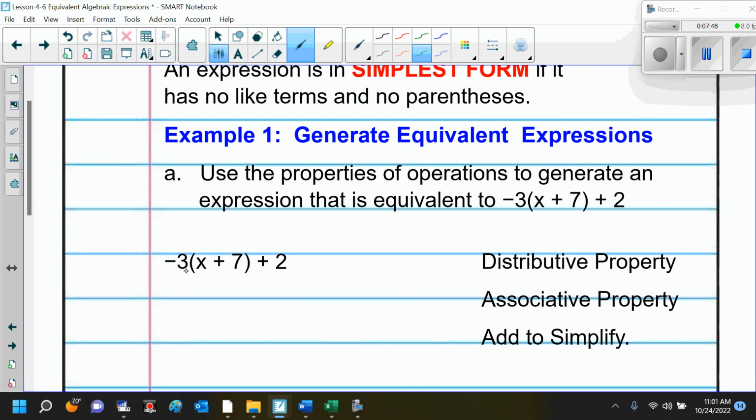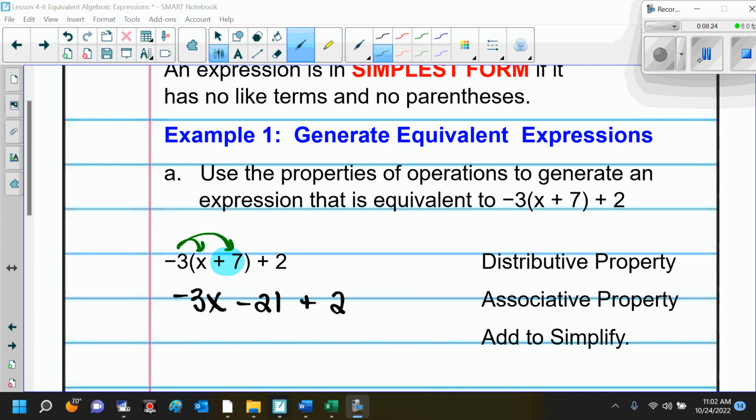So here we have a negative 3, and we're going to distribute that throughout the parentheses. Negative 3 times x, that's going to give me what? Negative 3x. And then we have negative 3 times, don't forget this, negative 3 times positive 7 is going to give me what? Negative 21. And then we write the rest of the expression, plus 2.